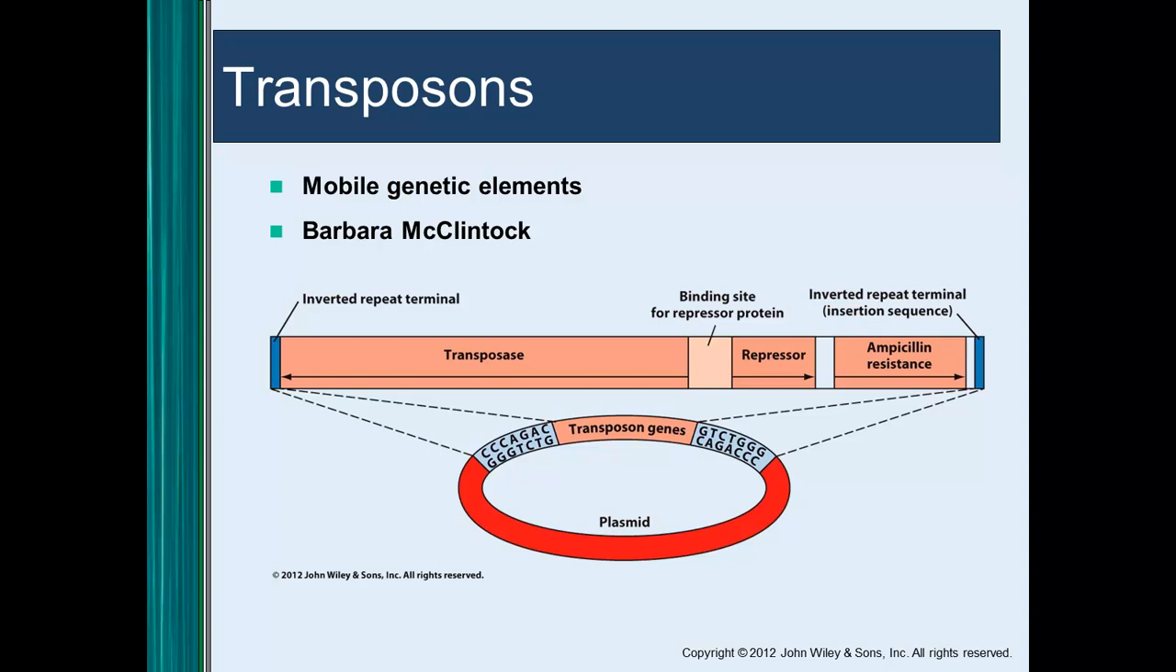Now, in addition to being transferred on resistance plasmids by conjugation, your R genes, or resistance genes, can also move from one plasmid to another cell or even become inserted into the chromosome. And the ability of a genetic sequence to move from one location to another is called transposition. And such a mobile genetic element sequence is called a transposable element.